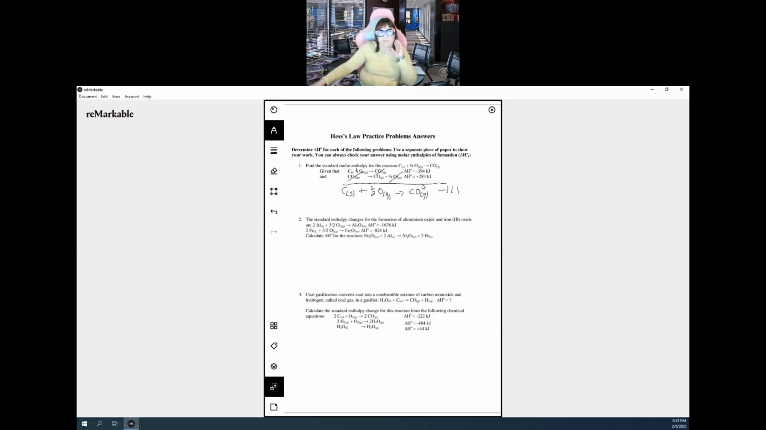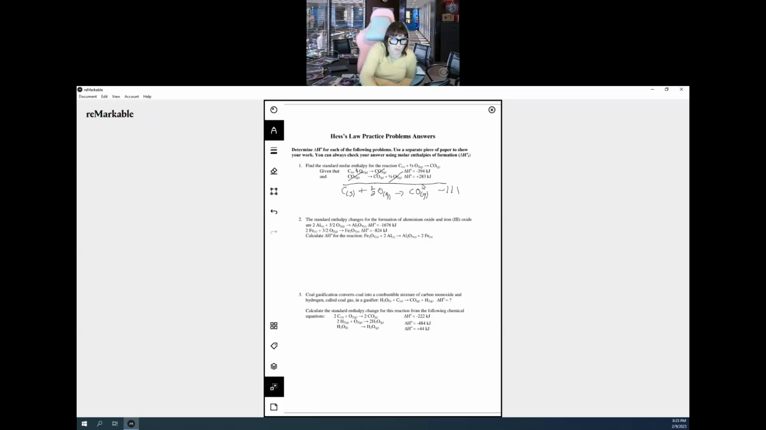Cool, that was awesome. Standard enthalpy changes for the formation of aluminum oxide and iron(III) oxide are: 2Al solid plus 3 halves of an O2 goes to Al2O3, which has a delta H of negative 1676, and 2Fe solid plus 3 halves of an O2 goes to Fe2O3. We want to know what's the delta H for Fe2O3 plus 2Al goes to Al2O3 plus 2Fe.